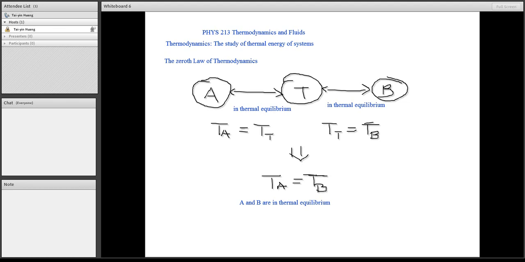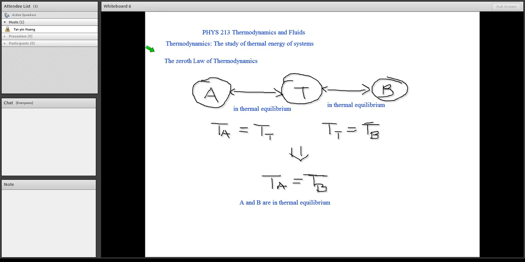So what exactly is thermodynamics? Thermodynamics is the study of thermal energy of a system. And so it basically deals with temperature. These are the parameters that you'll be dealing with, like temperature, pressure, density, and specific heat and heat engines. These are the topics of thermodynamics.